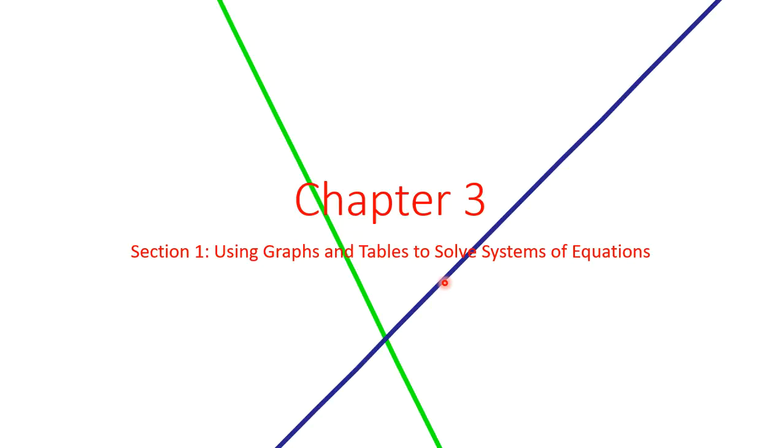First of all, it's about solving systems of equations. What is a system of equations? A system of equations is at least two, so two or more equations, graphed on the same graph. That's really all a system of equations is. So, in this section, section 1, we are going to be using graphs and tables to solve systems of equations.